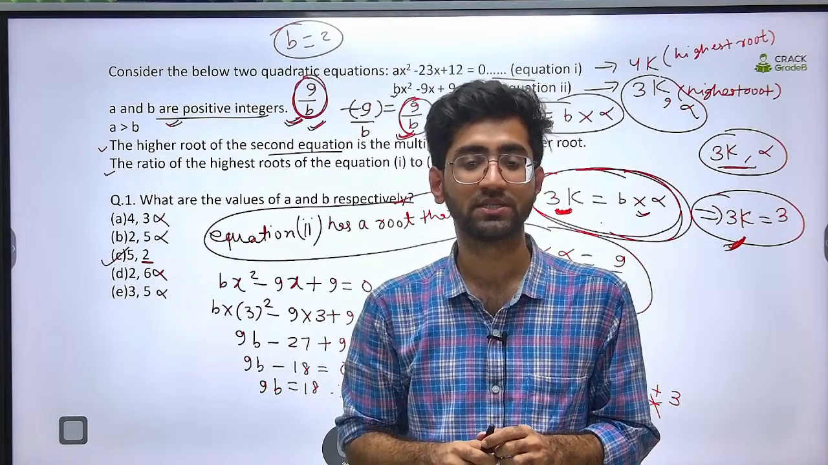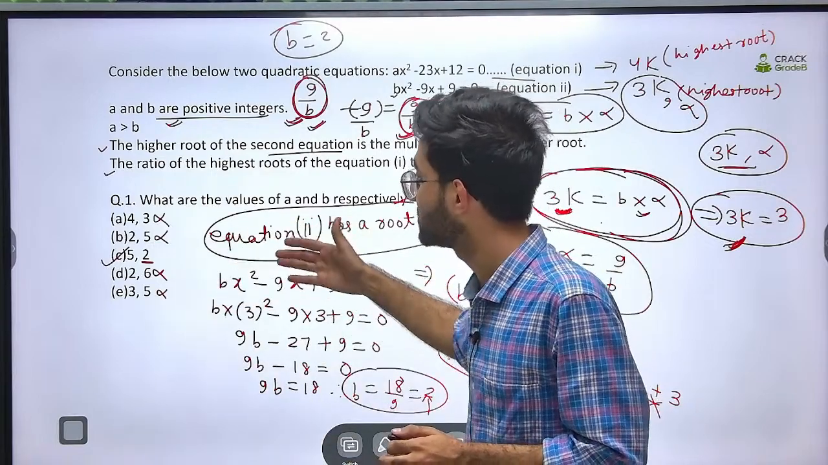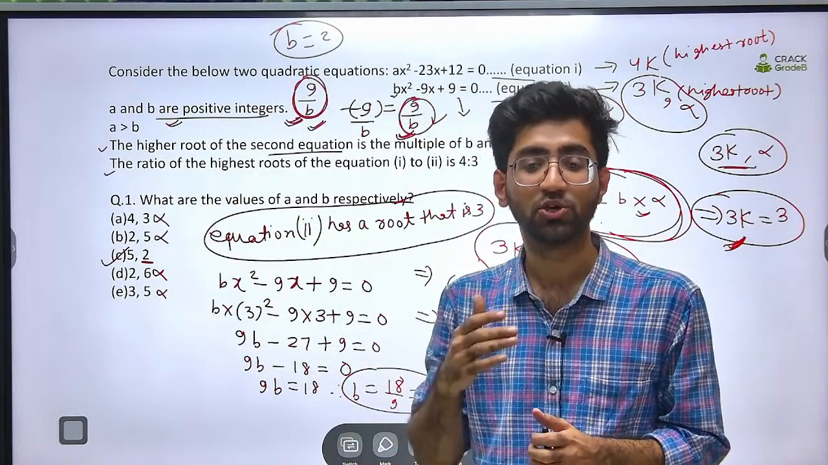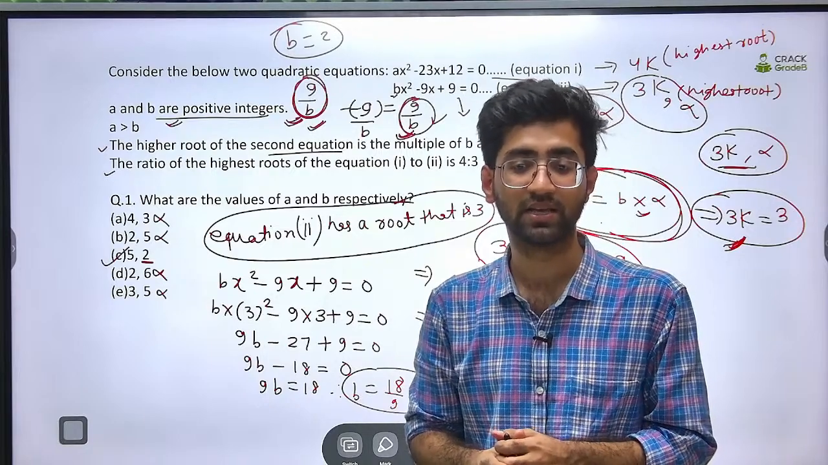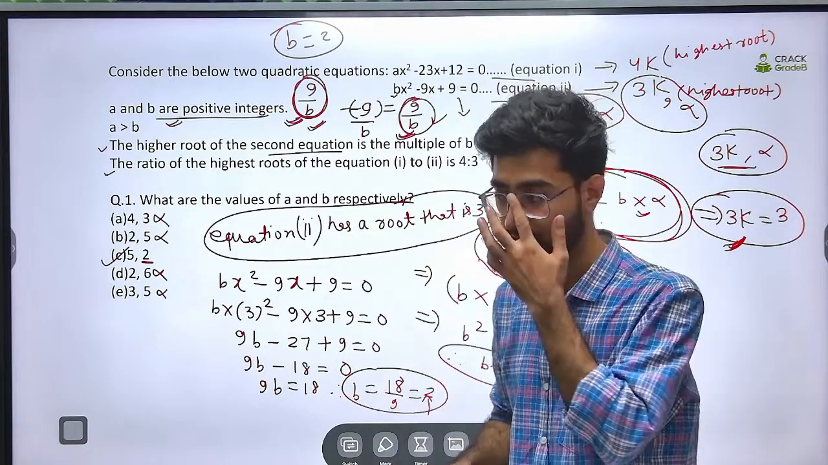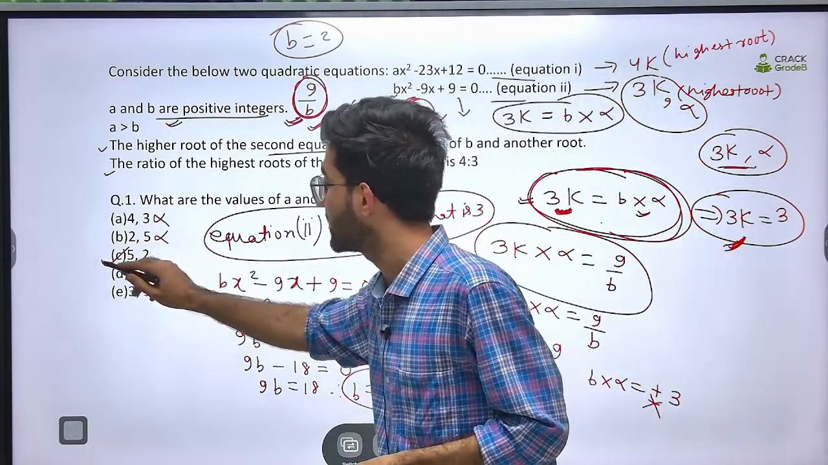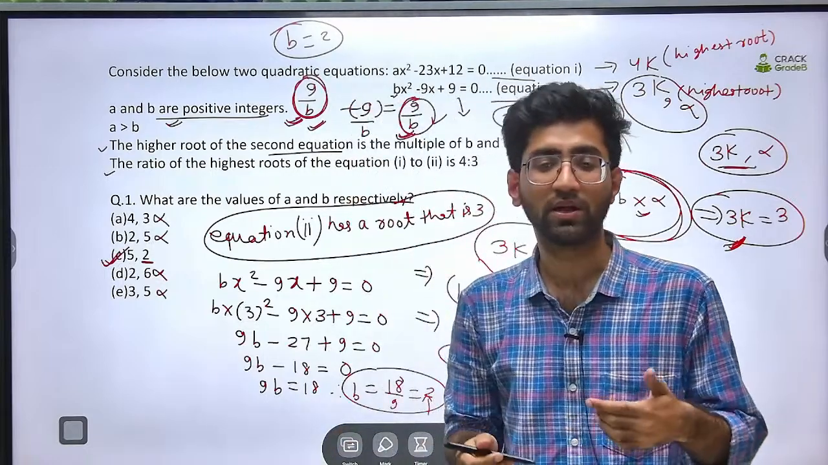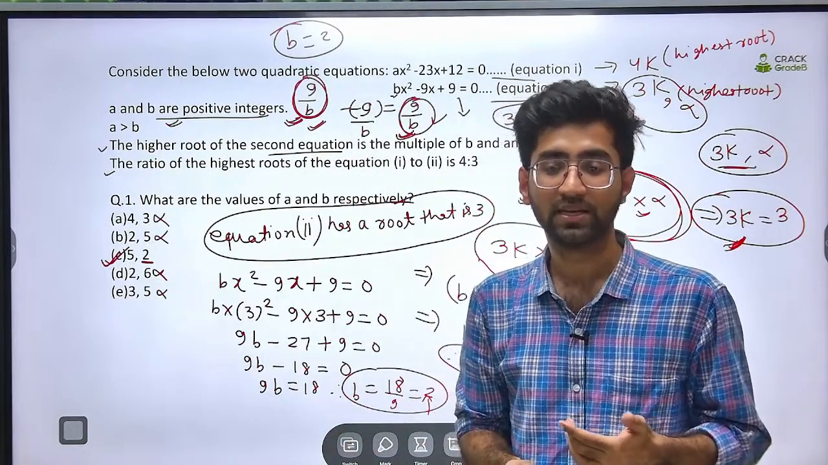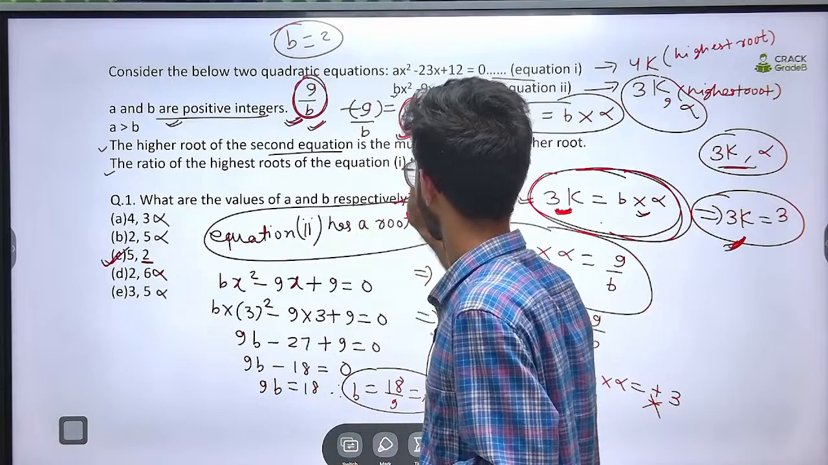So sometimes if you solve at least 60 to 70% of the questions, you will be able to answer the question correctly without solving it completely. Okay, we have found that the value of B is equal to 2 and we are able to choose option C. But okay, how can we find the value of A? So let us solve it further.